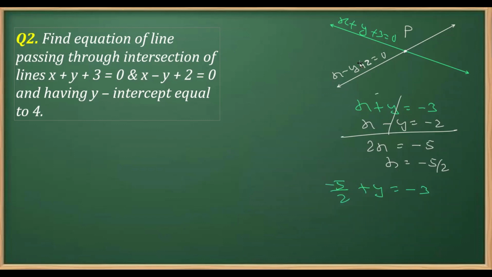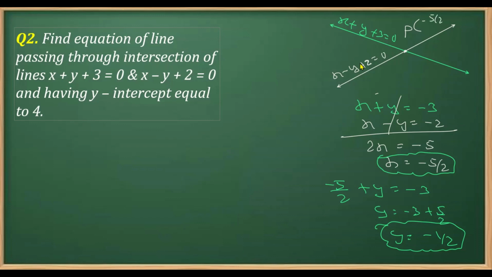So let's say if I get the value of y. On transposing this to the other side, it will be added, so 5 over 2. So y comes out to be minus 6 plus 5, which is minus 1 over 2. Check here, we got the value of y and x. That means we now know the point through which this line is passing, the point of intersection, that is minus 5 over 2 and minus 1 over 2.